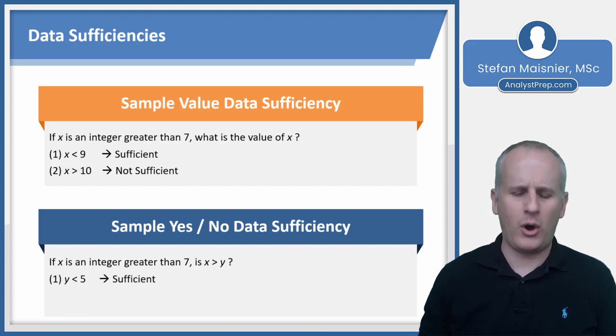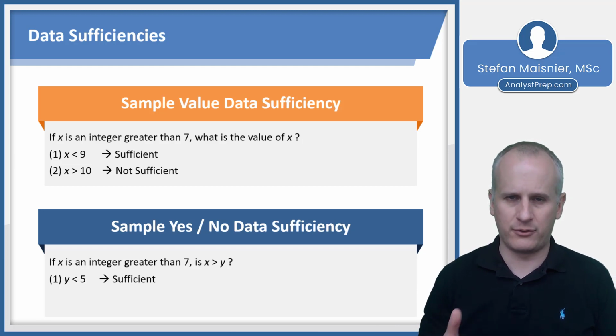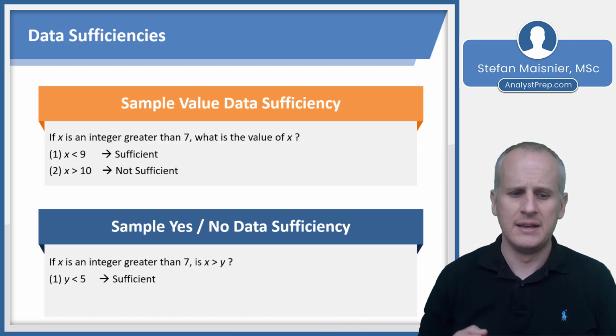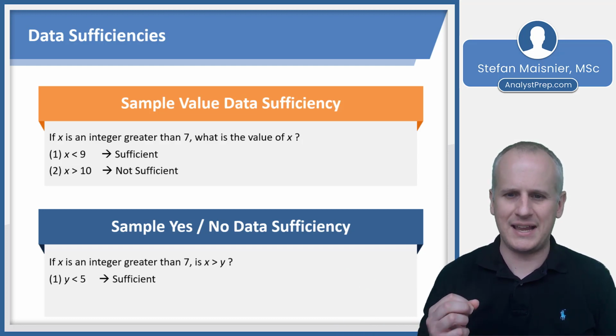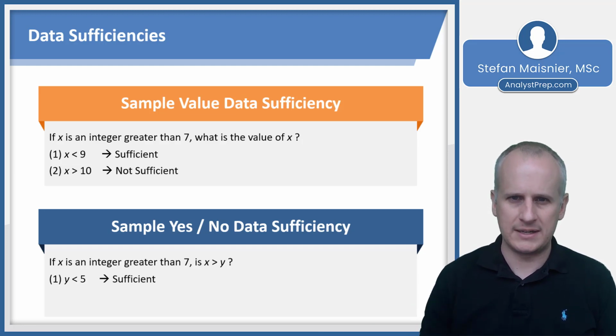So if y is less than 5, then yes, x is always greater than y because x is greater than 7, y is less than 5. So therefore, because y is less than 5, it's also less than 7. So x is greater than y, and statement 1 is sufficient because the answer to the question, is X greater than Y, is always yes.